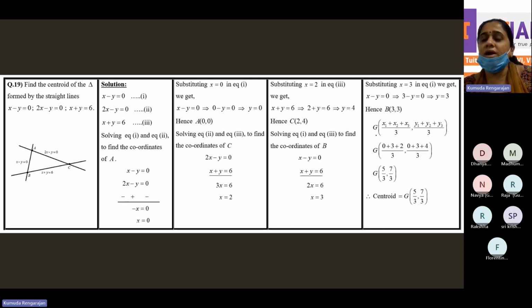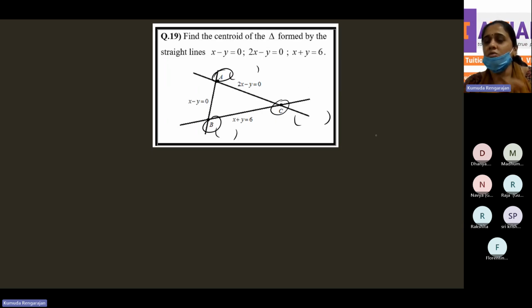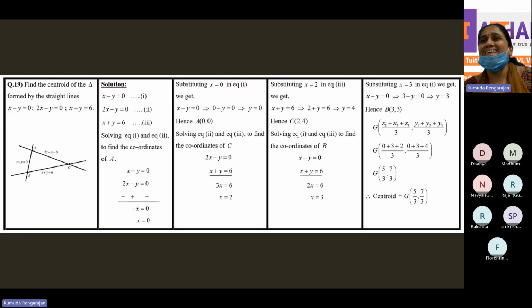Once you get the coordinates, then you can find the centroid. In a lengthy working like this, you can use the formula. But if you're worried that you might lose marks, then you should use the other method again. It's not needed. In a lengthy procedure like this, you can use a formula.